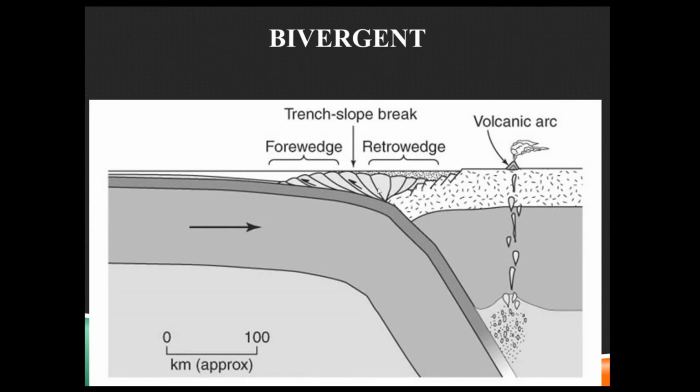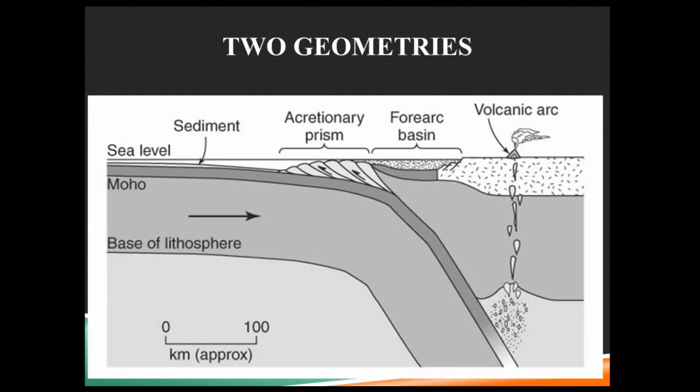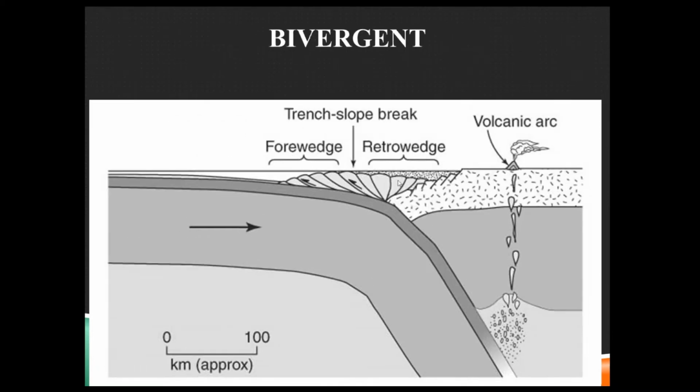We can also get a slightly different style of accretionary prism that can have a retro wedge. This is going to affect what kind of faulting and what kind of metamorphism we see within that trench. So here we have an accretionary prism with a forearc basin behind it. Here we have an accretionary prism with a retro wedge. There's no forearc basin in this case. We have the trench slope break, and then the accretionary prism going down at different angles on either side. So, two different ways that prism can form.